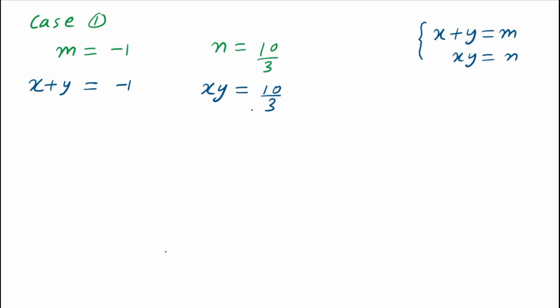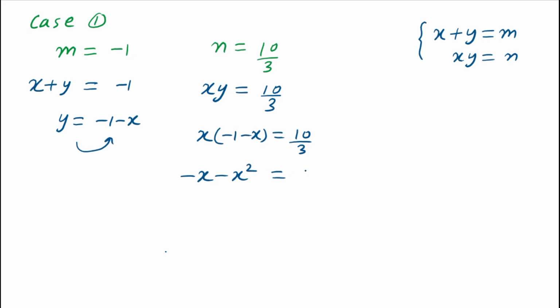We have two equations and two variables, so here we will again apply substitution. The value of y is equals to minus 1 minus x, and in x times y, y is replaced by minus 1 minus x. So here x times minus 1 minus x is equals to 10 over 3. This x multiplied by minus 1 minus x gives minus x minus x square, and this is equals to 10 over 3.